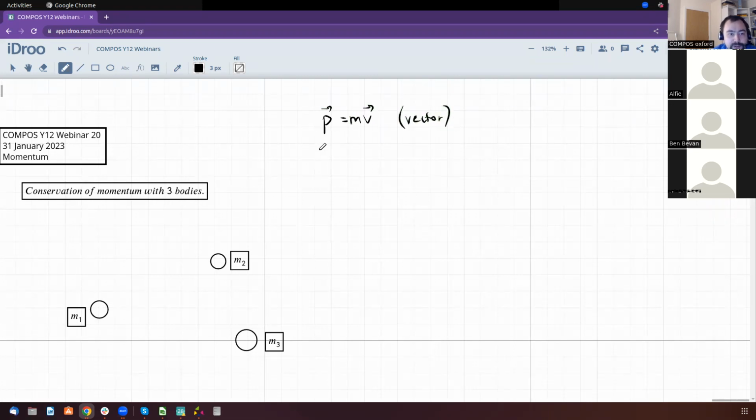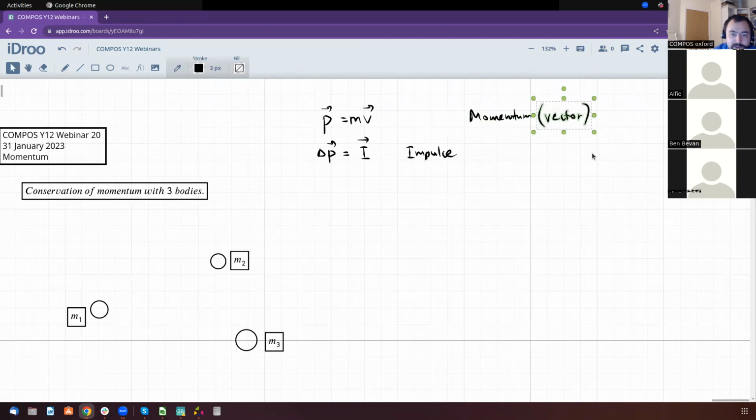What else do we know? We know that the change in momentum is called the impulse. So also a vector, because it's a change of a vector. So that's impulse. So this is momentum, which is a vector, of course. And impulse, which is also a vector.